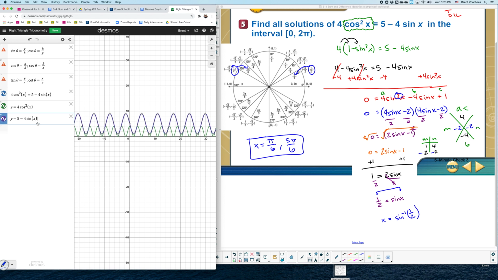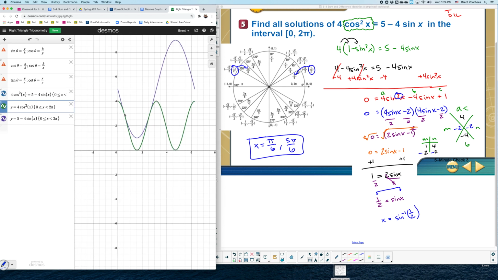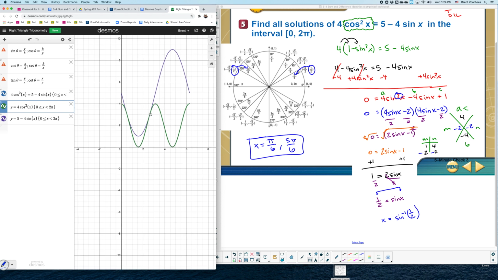And the solutions should be anywhere between 0 and 2 pi. So 0 is less than or equal to x, which is less than 2 pi, because interval means domain values. And I'm going to restrict this one's domain as well, and that one, in case they ever update it to fix it. So I'm looking for solutions here. We got pi over 6. So these graphs to me look like they should be intersecting right in there, although the point's not showing up.